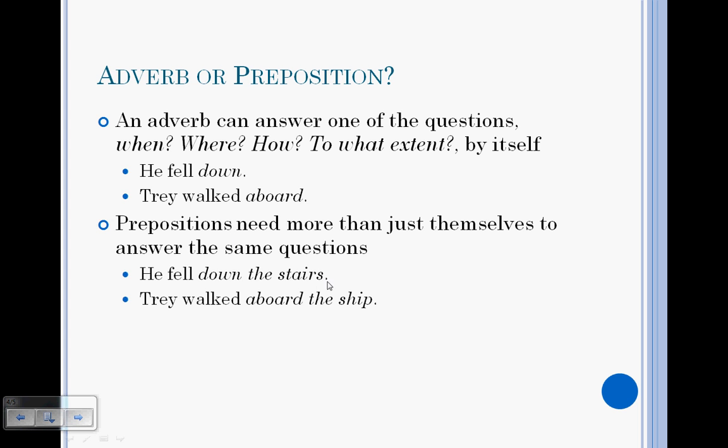It's still telling us where he fell, but the main purpose of down in this sentence then becomes to connect the stairs to the rest of the sentence. Again, if you take down out of this sentence, he fell the stairs no longer makes sense, so we have to have down in there. And here's another example. Trey walked aboard. There it's an adverb. It's telling us where he walked. Trey walked aboard the ship. The purpose of aboard in this sentence is to tell us how the ship works with Trey walked.